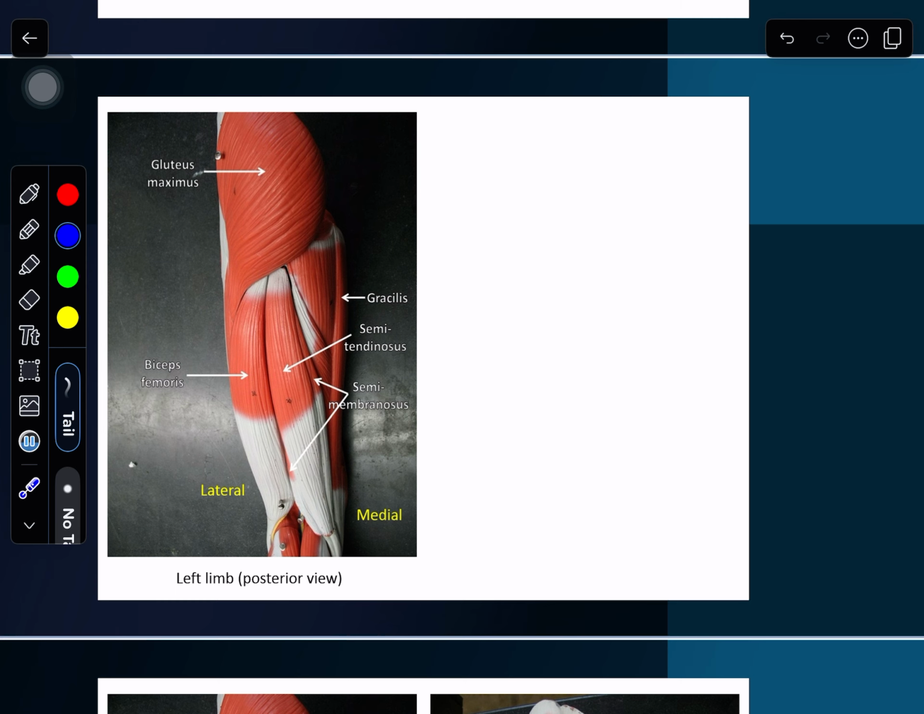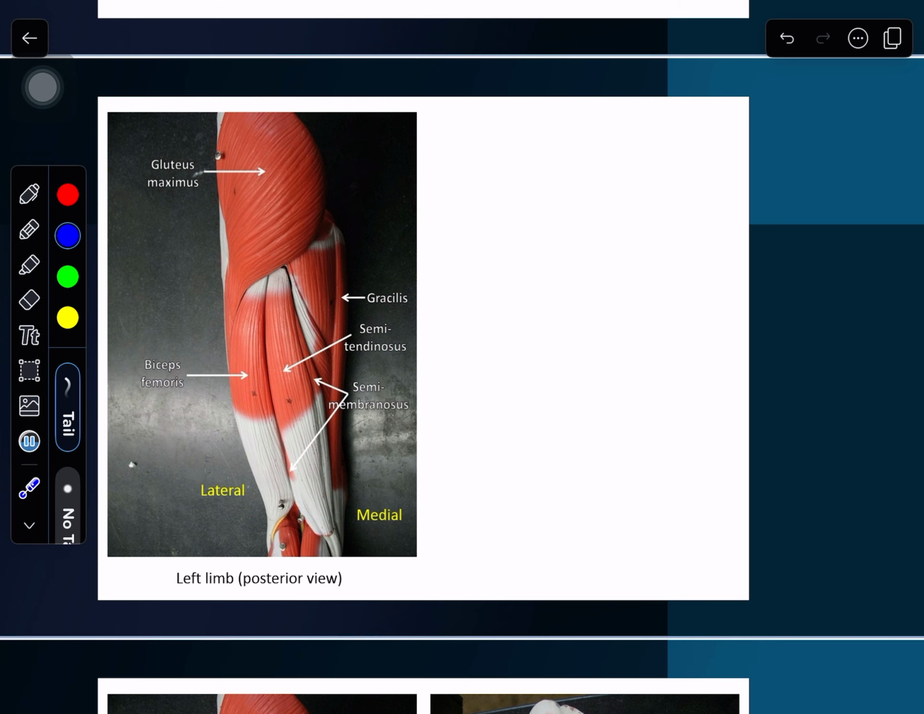So here we can clearly see the gluteus maximus. We can see the semitendinosus and the semimembranosus, right? We can see that the semitendinosus is relatively superficial to the semimembranosus, which is noticeably wider. You can see it on both sides here. You can see on the lateral side the biceps femoris, right? The biceps femoris is going to be on the lateral side, so this is the left limb that we're looking at.